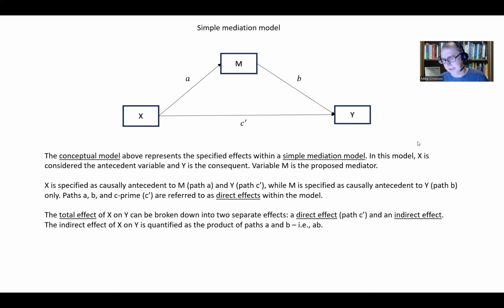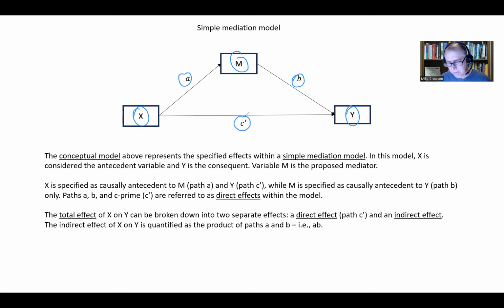So let's go ahead and start by talking a little bit about the simple mediation model. I've already highlighted the main characteristic of it, which is that there is a single mediator. So we have an X antecedent variable, we have our Y consequent variable, and then we have M, which again is our mediator. You'll notice that we have single-headed arrows pointing from X to M, then from M to Y, and then also X to Y. And we have paths that are labeled a, b, and c prime.